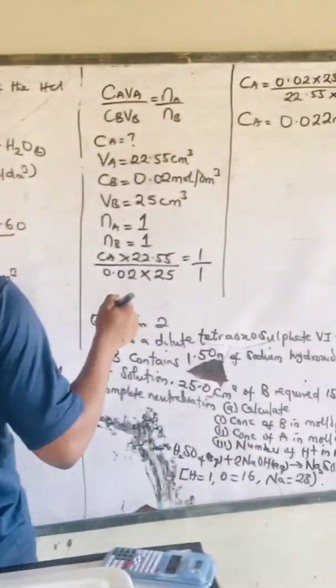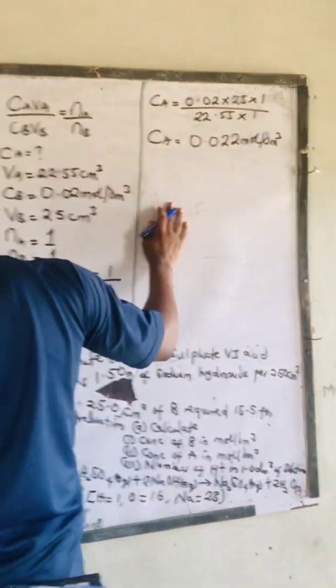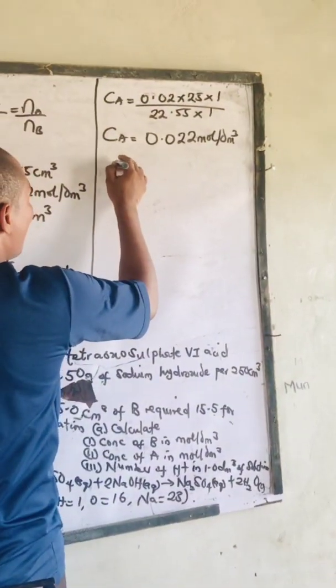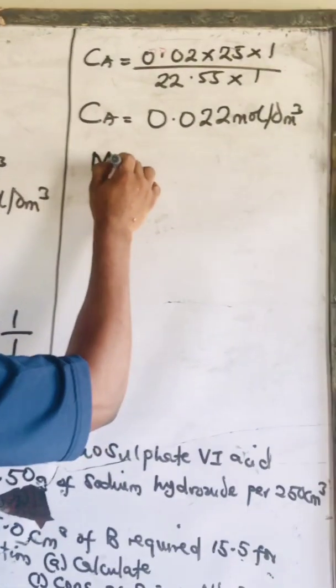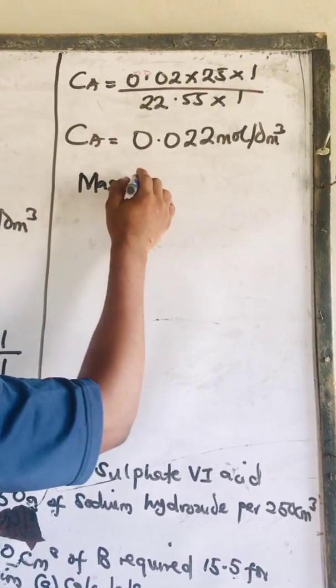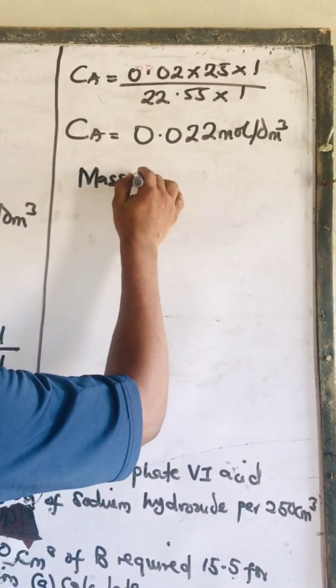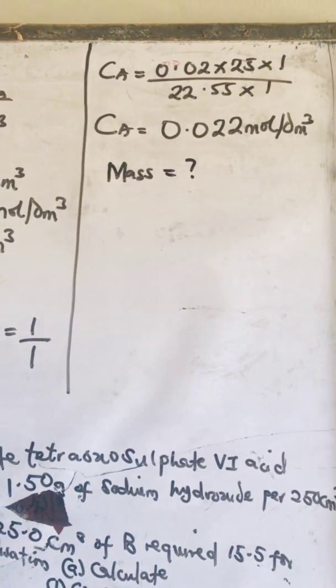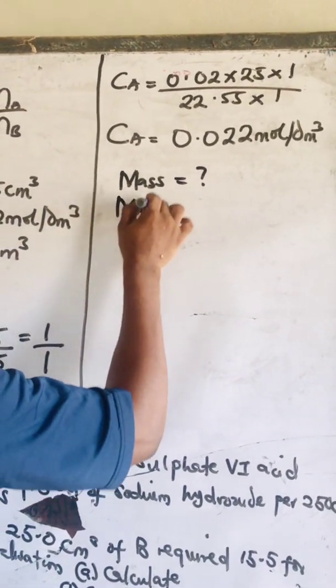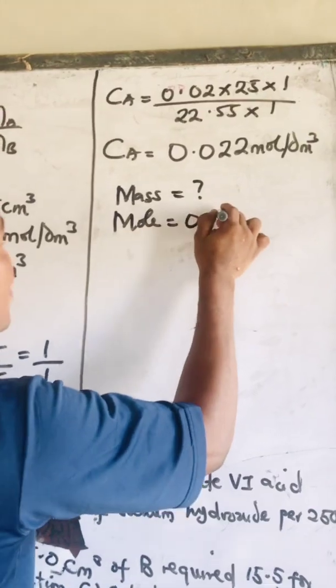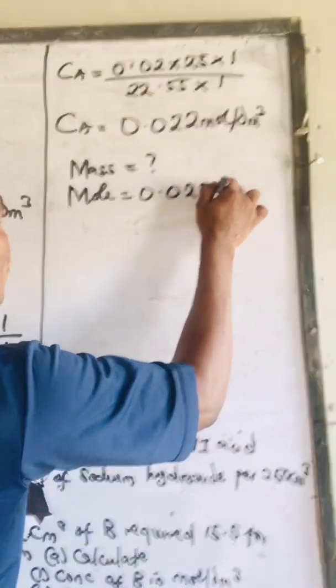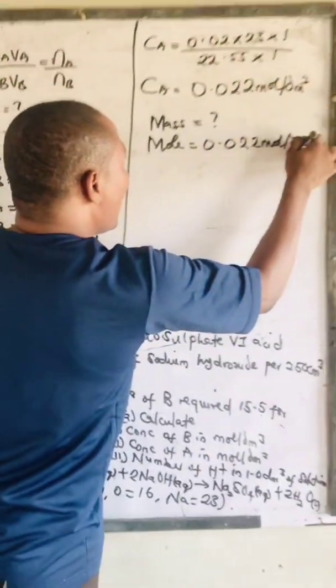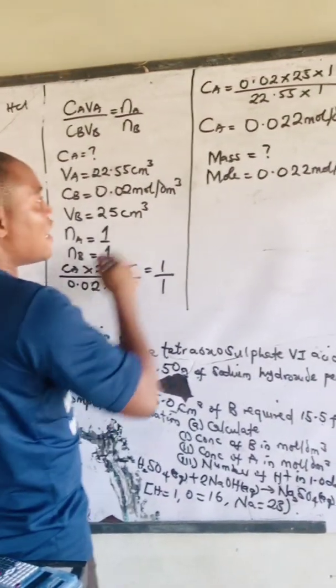So from there we have concentration of HCl in gram per dm3. In gram per dm3 means now we are looking for the mass concentration of the acid. So our mass is what we are looking for. Do you see that now? Our mole now is 0.022 mole per dm3. And our what?